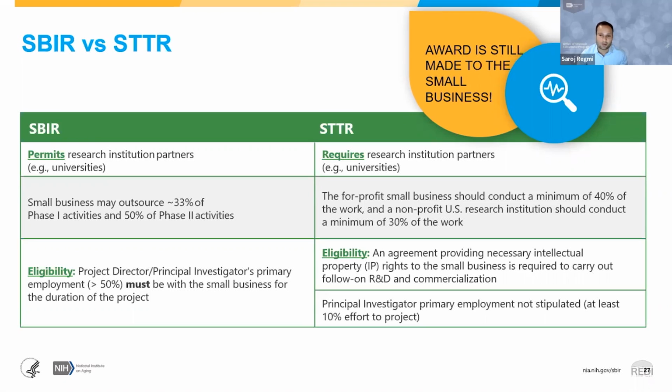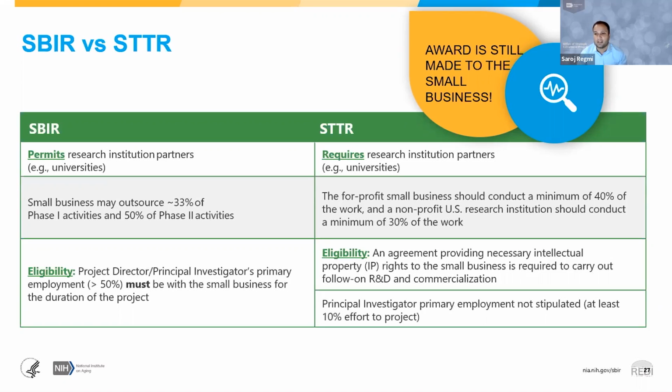In terms of outsourcing of activities, SBIR allows you to outsource 33% of activities in phase 1, while 50% of activities can be outsourced in a phase 2. In terms of the STTR, the for-profit small business should conduct a minimum of 40% of the work, and the non-profit US research institutions should conduct a minimum of 30%. So there should be 40% done at the startup, small business, 30% at the university or in the nonprofit, and you have a little bit of latitude in terms of who's going to do the last 30%.